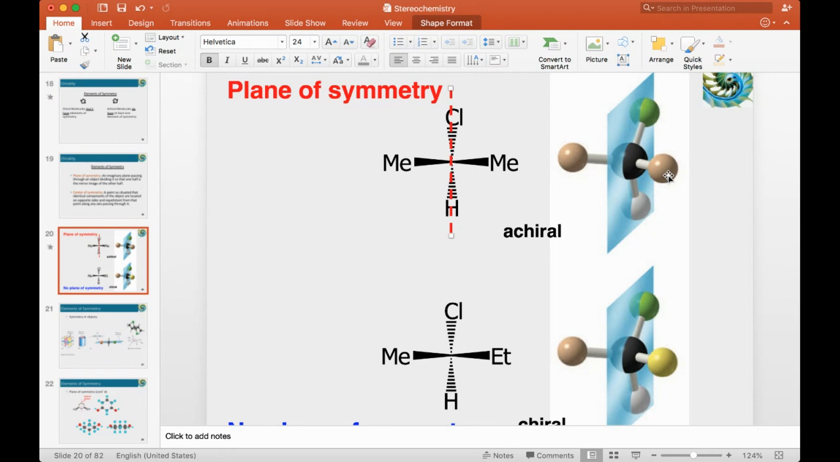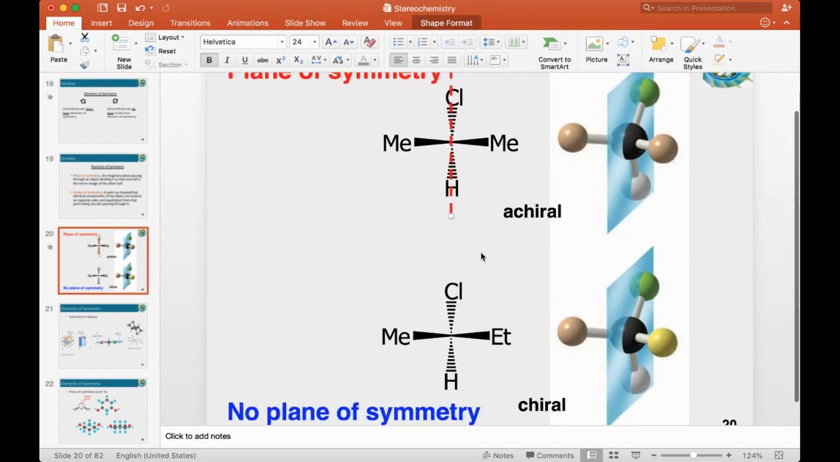If the molecule is achiral, it means that it is superposable with its mirror image. Therefore, it's the same thing as reflection. Okay, so that's why it's achiral.